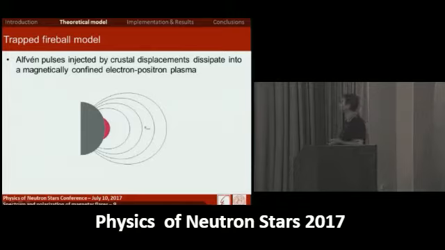This Alfvén pulse dissipates into an electron-positron pair plasma that is magnetically confined within the closed field lines in the magnetosphere, in a volume of typical radius R max, that is the distance at which the wave energy is equal to the magnetic energy. And so we describe the properties of the radiation in the presence of a steady trapped fireball, neglecting the contributions from relativistic outflows outside the fireball. The evolution of the fireball is not the aim of this work, obviously.